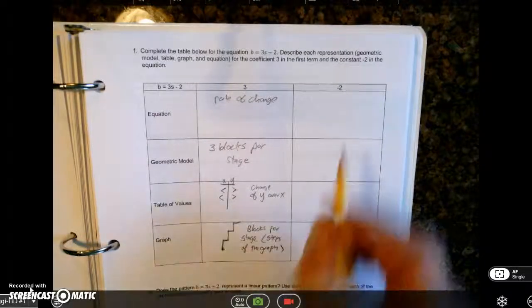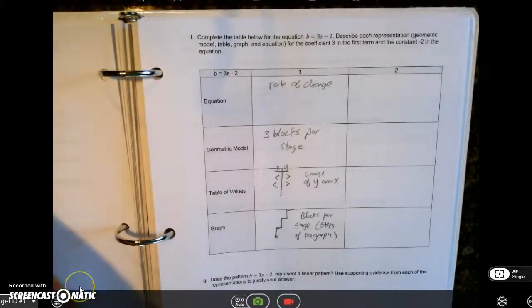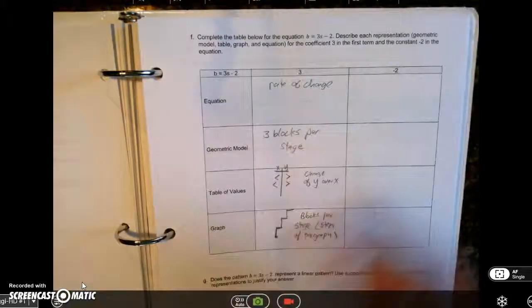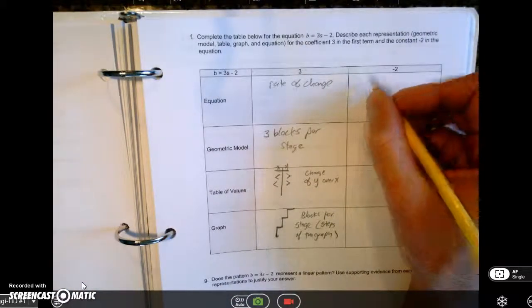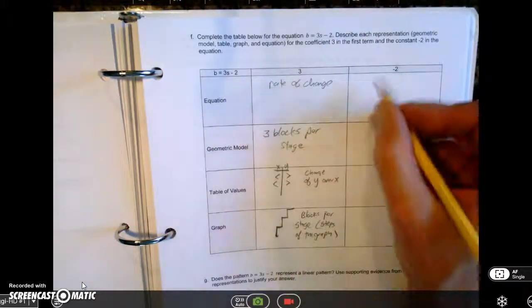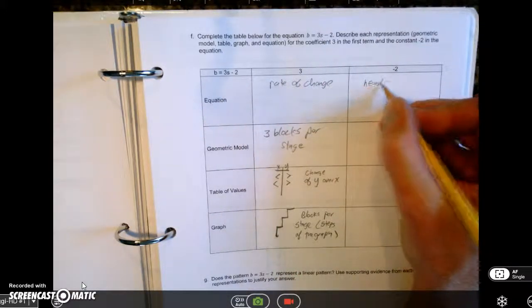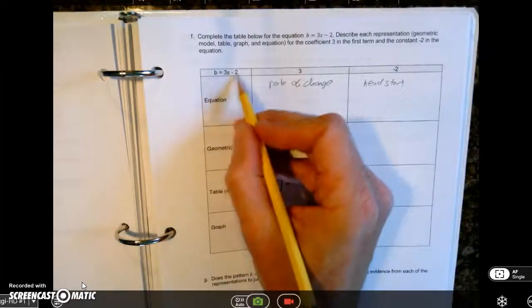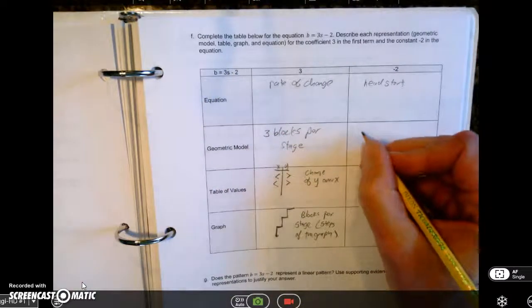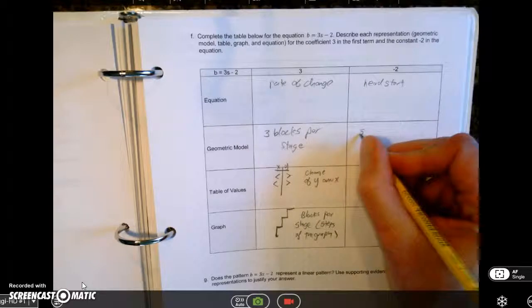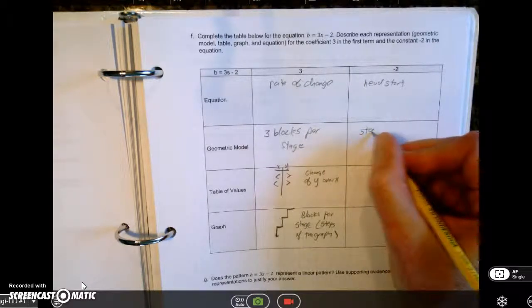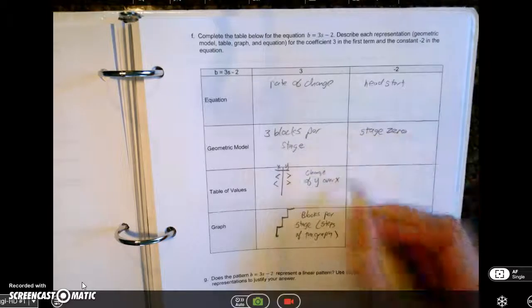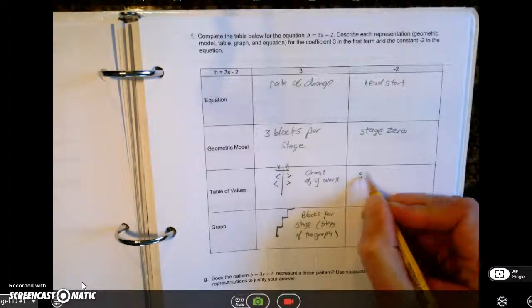Alright, now let's talk about the -2. The -2 here, this number right here in the equation, well, what does the -2 represent? It's the head start. It's the stuff that's being added, or in this case, subtracted. In the geometric model, the -2 is stage 0. In the table of values, it is also stage 0.